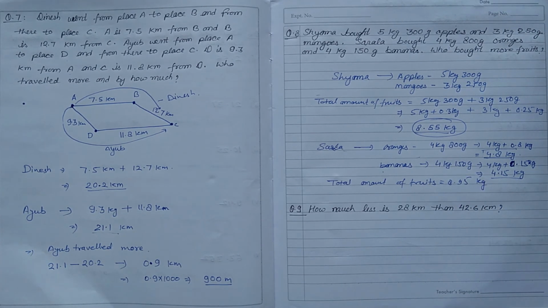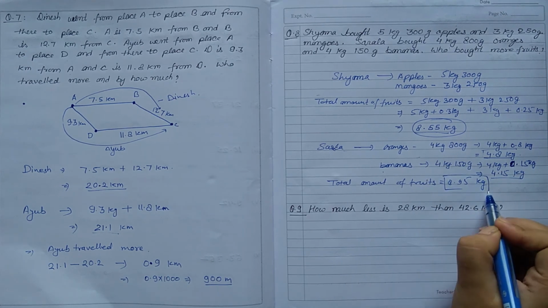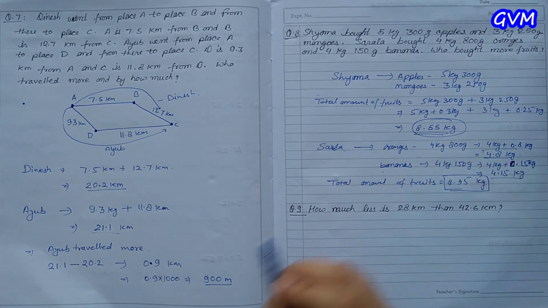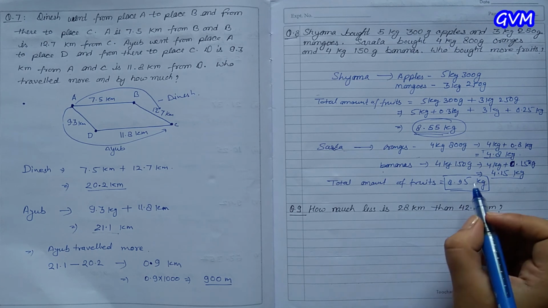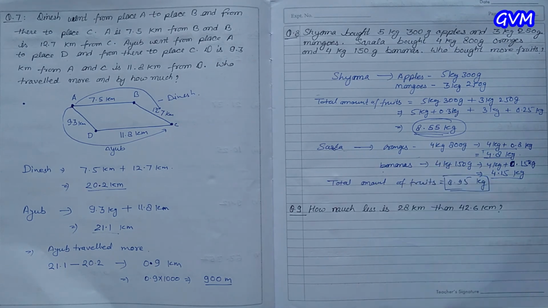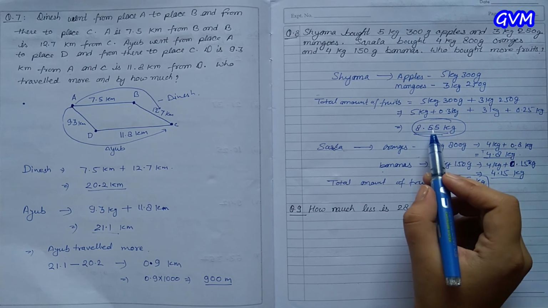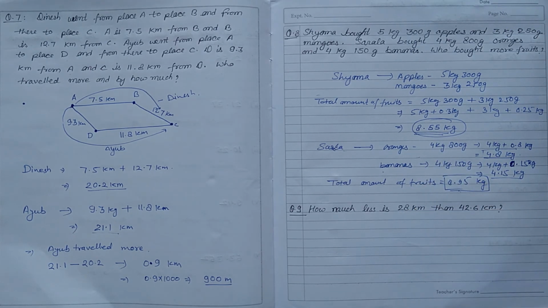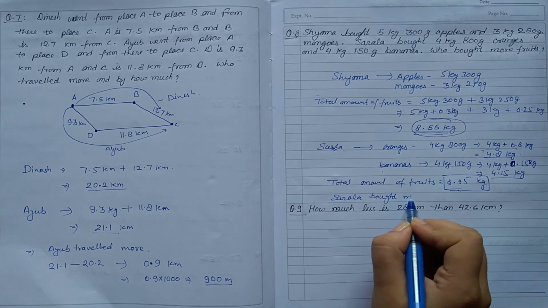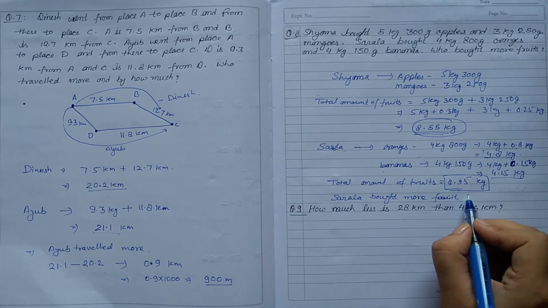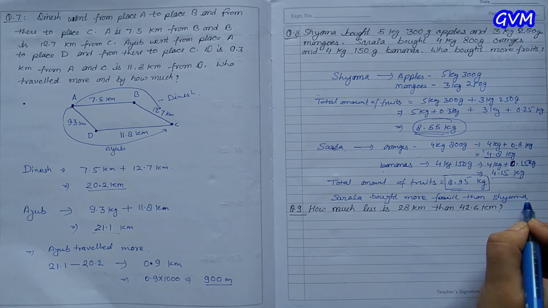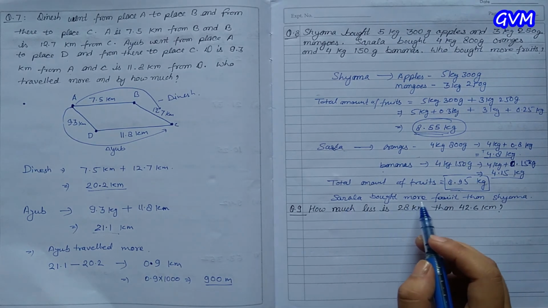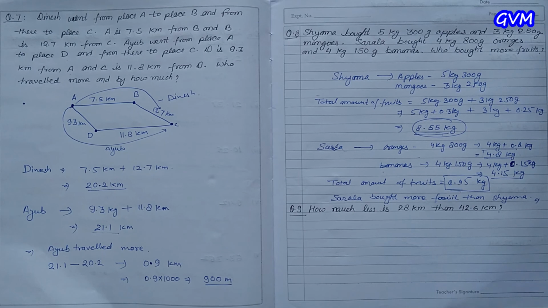We can see here that 8.95 is more than 8.55. By comparing, we have 8 similar, and after the point we have 5 here and 9 here. So this amount is more. So Sarla bought more fruit than Shama. So this is our answer.